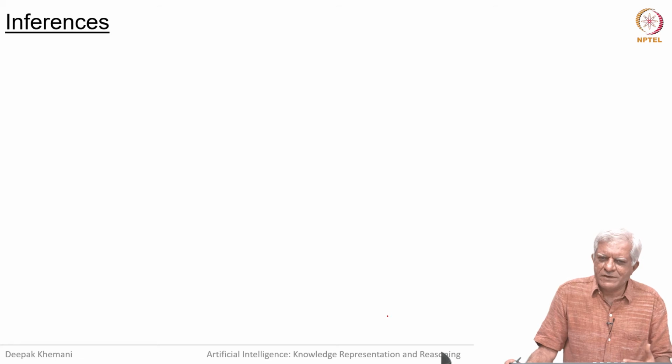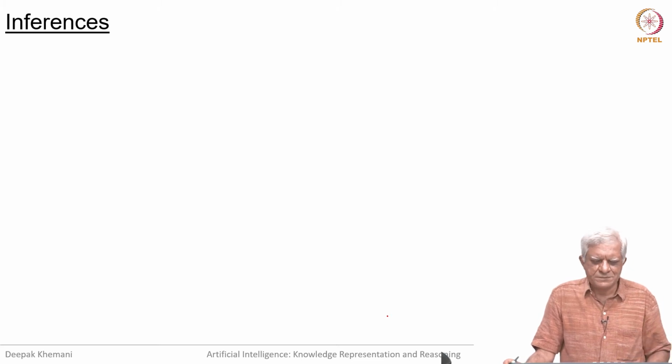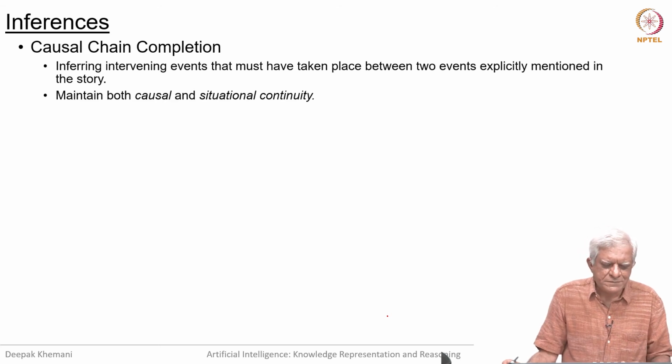So, the whole game in knowledge representation is about making inferences. We have spent a lot of time in the course on deductive inferences, but not all inferences are deductive in nature. Many of them are abductive in nature, in the sense that we make inferences which are likely to be true. Not always abductive, maybe probabilistic also.